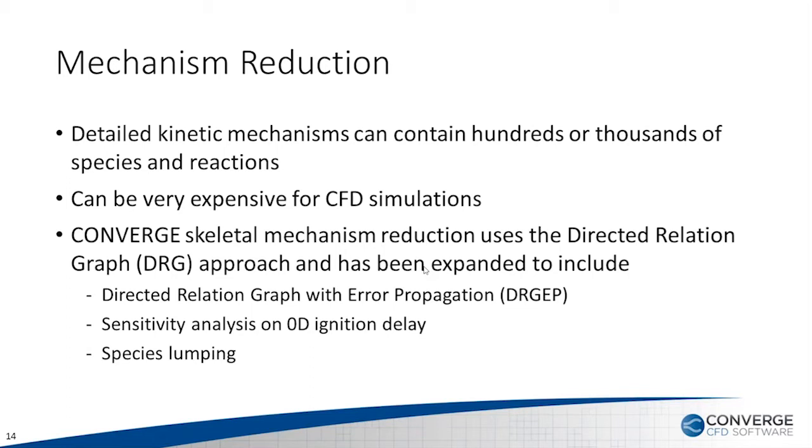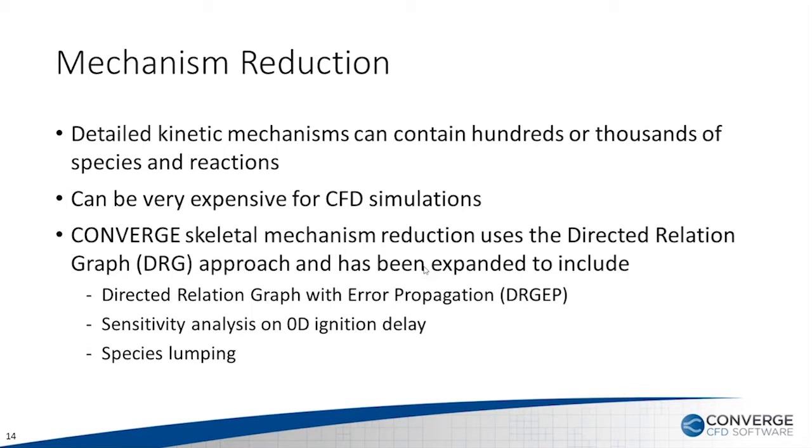The third topic here is mechanism reduction. As you know, in the development of mechanisms, people tend to build larger and larger mechanisms right now. For some gasoline, diesel, or biodiesel cases, there might be hundreds or thousands of species and reactions in the mechanism. But this is really expensive for CFD simulations.